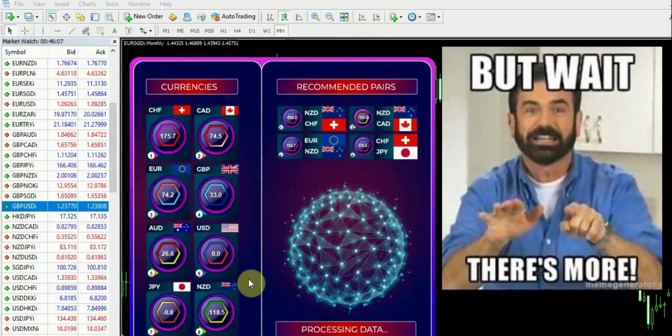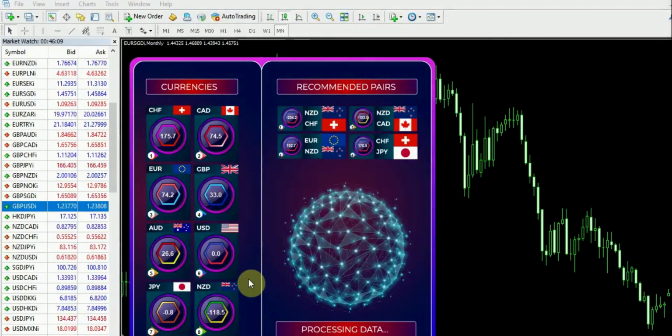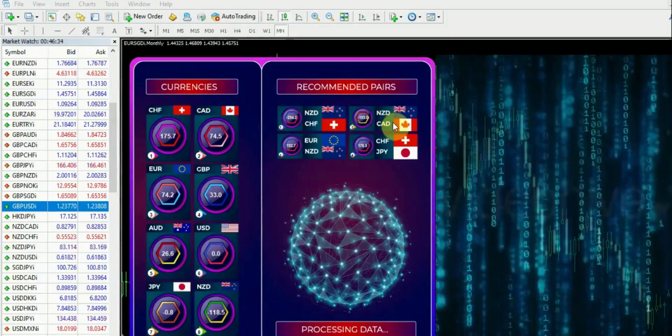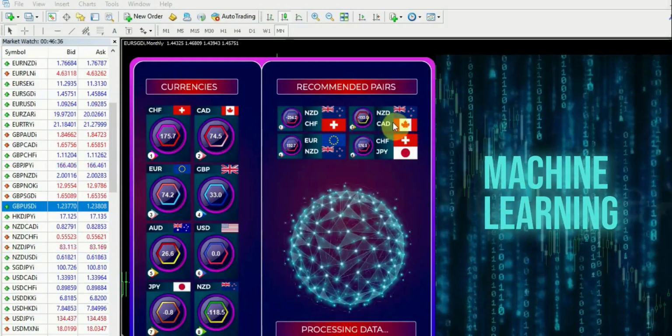But there's more to it, guys. Although we could have provided you with the currency strength meter and just let you figure out the best currencies to trade on your own, we decided to take it a step further, and we developed a unique and proprietary algorithm that employs machine learning.